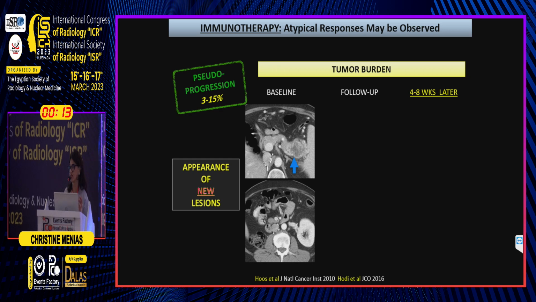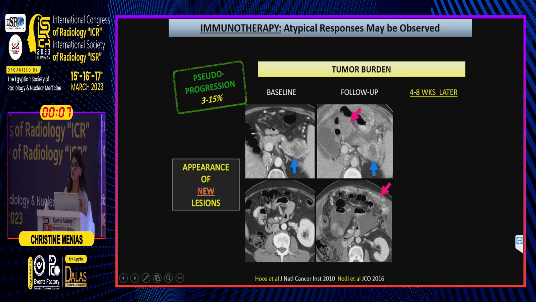Another thing that you might see, it's very scary. You see a patient, metastatic renal cell, pancreatic mass, follow-up, diffuse peritoneal implants. First follow-up, diffuse peritoneal implants.